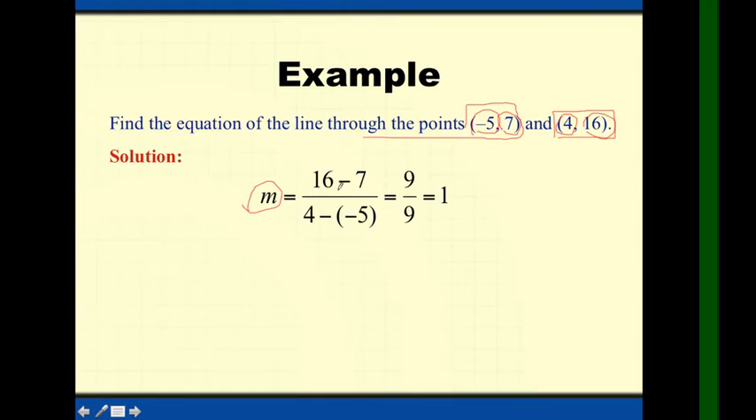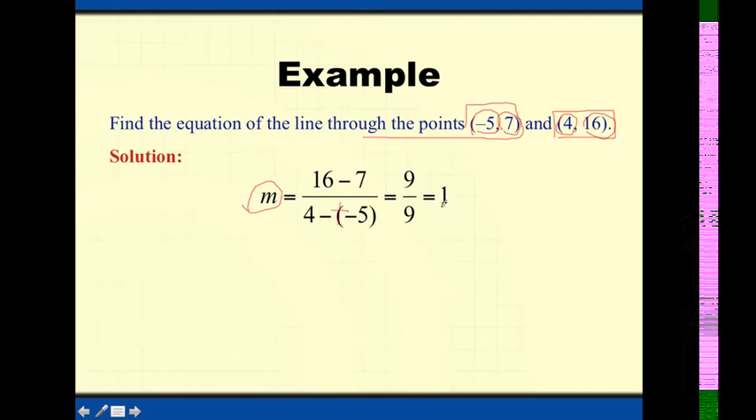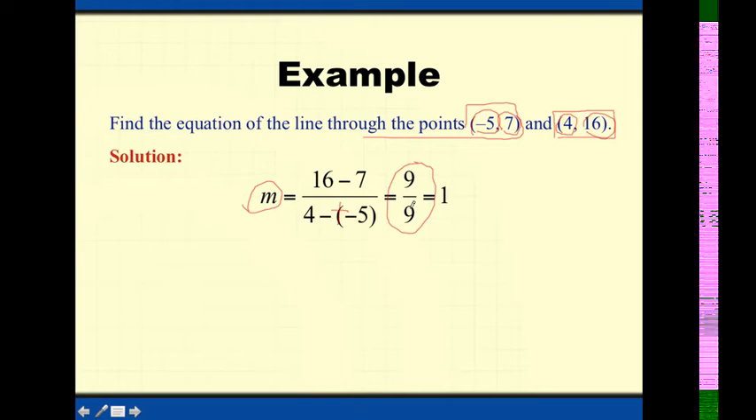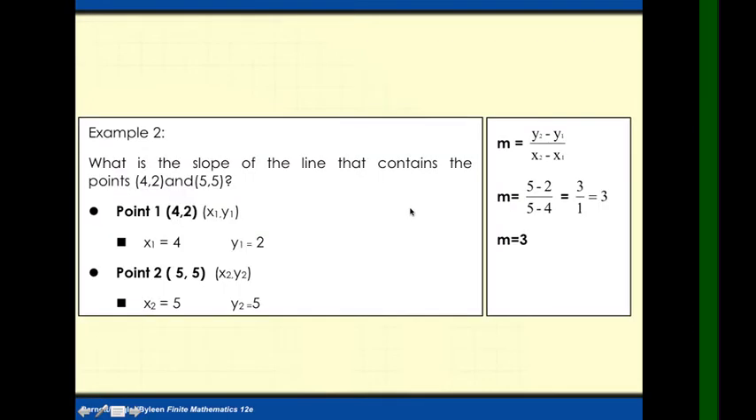So just substitute the given to the formula. We have 16 minus 7 all over 4 minus negative 5. 16 minus 7 is 9, and 4 minus negative 5, since they are both negative, this will become positive. And 4 plus 5 is equal to 9, or 9 over 9 is equal to 1. So thus the rise is positive 9 and the run is positive 9. But later on, I'll show you. Anyway, let's have another example.